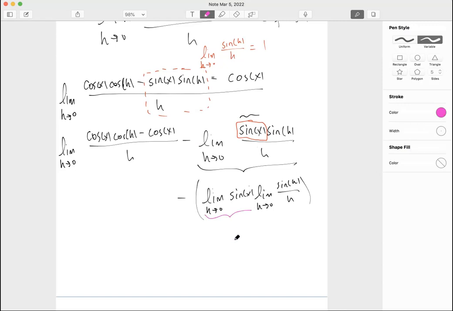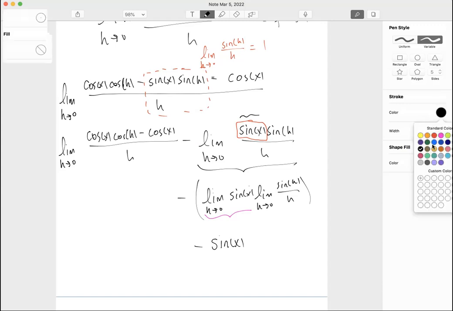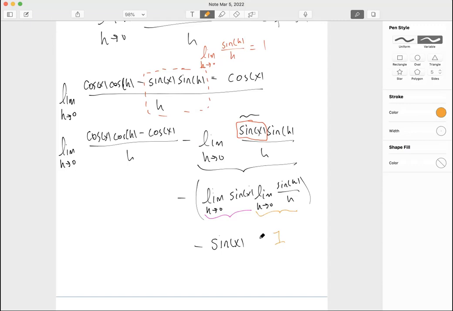So this is just sine of x, right? As h goes to 0, well, there's no h in sine of x. So of course, that's just approaching sine of x, right? Yeah, that makes sense. And then this one would just be 1, right? Yeah, by our formula.